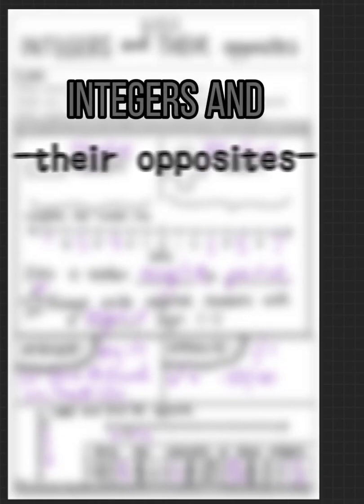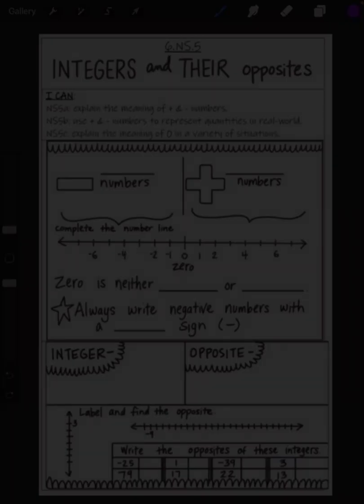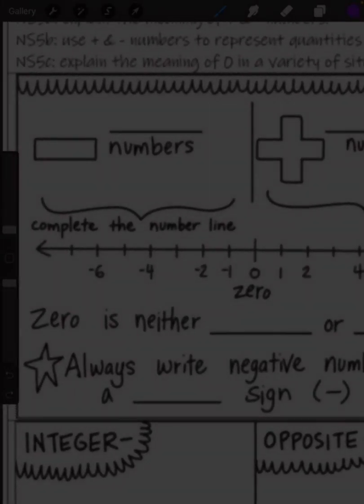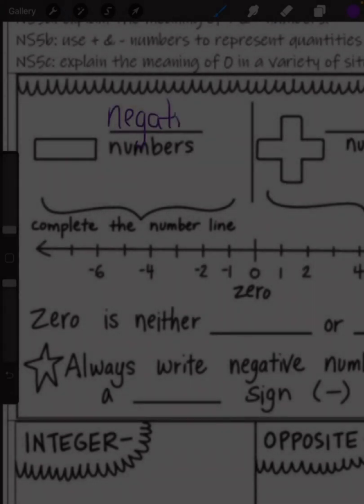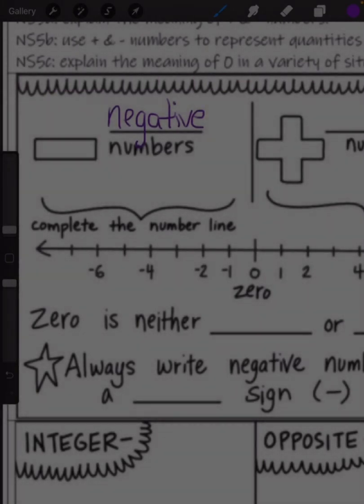Explaining the meaning of positive and negative numbers. Then B is using positive and negative numbers to represent quantities in the real world. And then C is explaining the meaning of 0. So, on a number line, to the left of 0, we have negative numbers. Negative numbers are quantities less than 0, and they're to the left in the number line, so they actually kind of move backwards since they're going to the left.